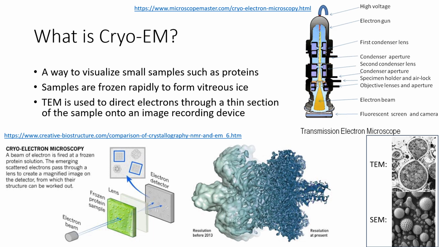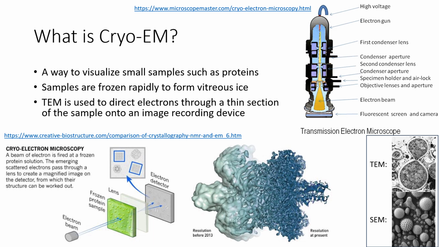It's a higher resolution than scanning EM, or SEM, which is used to visualize the surface of 3D objects because it detects electrons that have bounced off the surface. You can see the difference in the rectangle at the bottom right of the slide. In cryo-EM, you can see the sample in its native environment and conformation, since it's not fixed or stained in any way. Instead, the sample is frozen very rapidly.